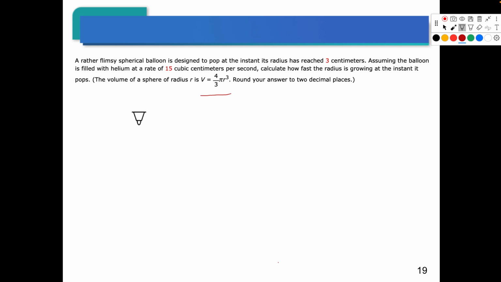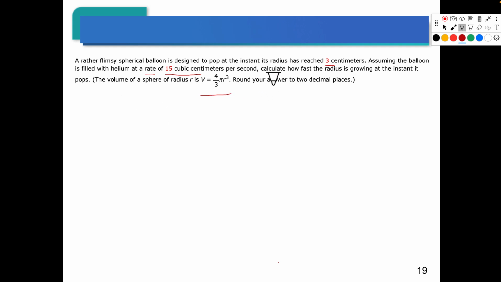Okay, so a rather flimsy spherical balloon is designed to pop at the instant its radius reaches 3 centimeters. So it's a smaller balloon. Anyway, 3 centimeters is going to pop. Assuming the balloon is filled with helium at a rate of 15 cubic centimeters per second. So this is a rate. What is 15 cubic centimeters? What kind of a measurement is that? Cubic volume. So it's the space inside the balloon. So we know the rate the volume is changing.